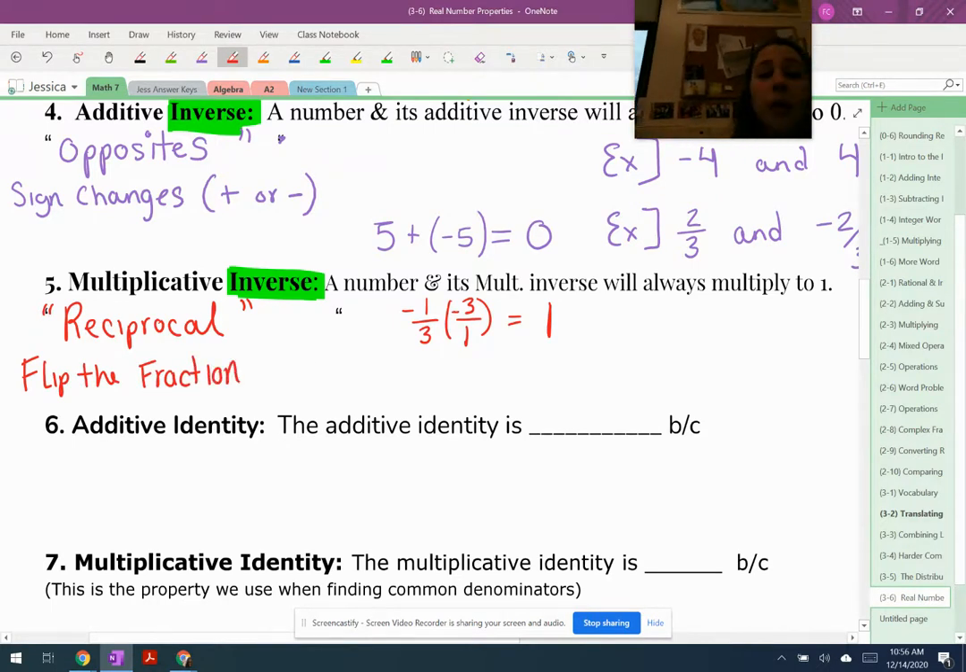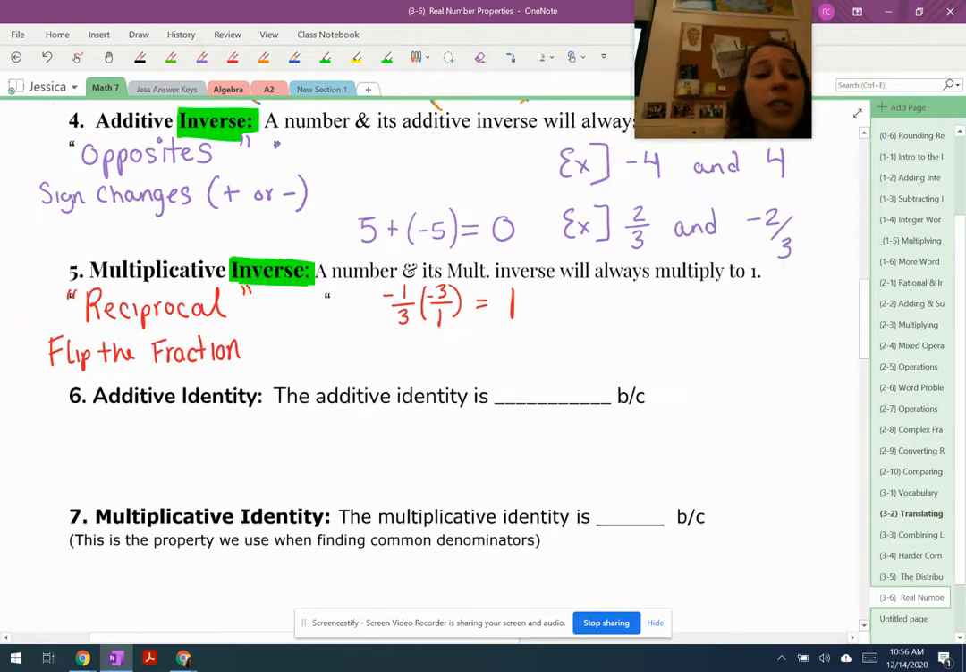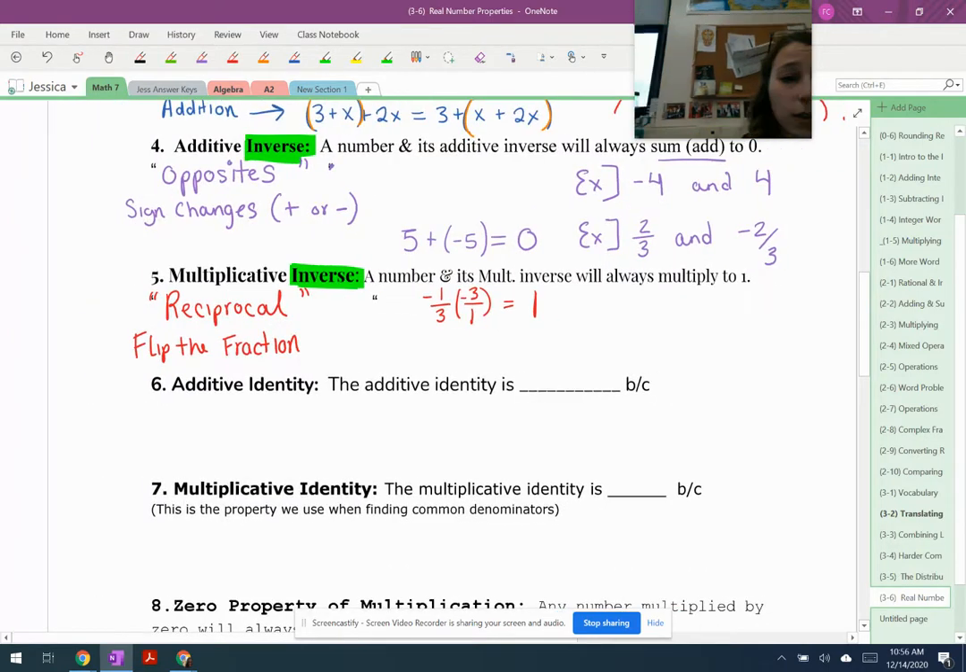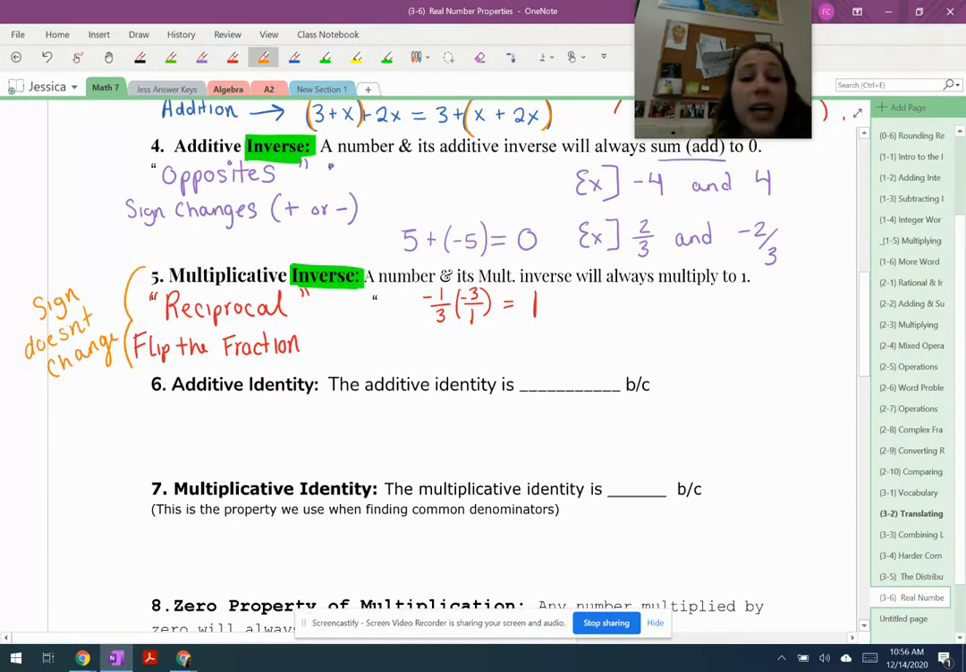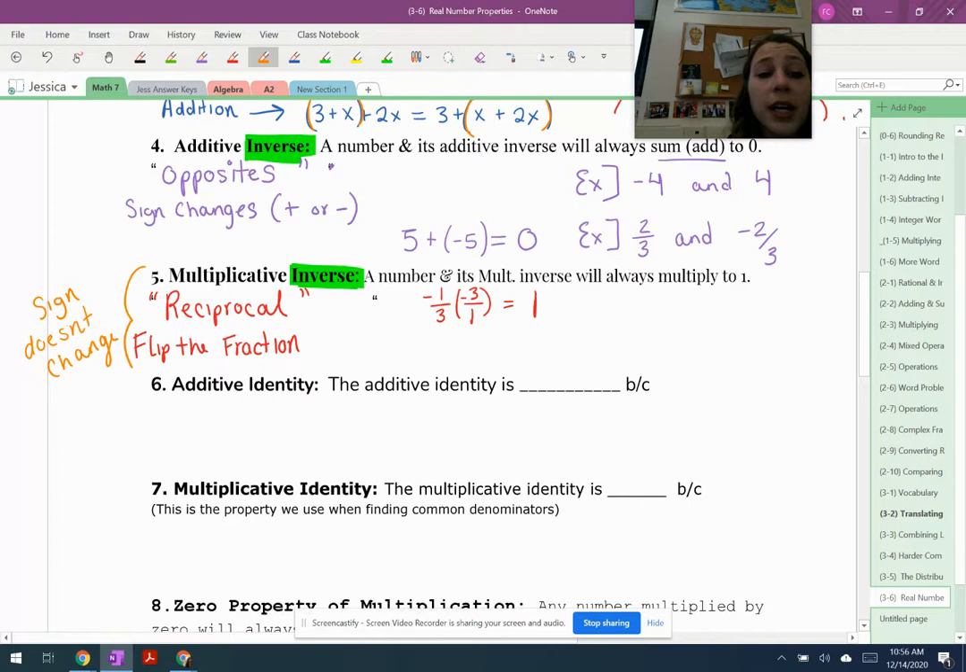And when you're talking about this one, the sign doesn't change. Let's make a little note of that off to the side over here. The sign doesn't change. If it's positive, it's staying positive. If it's negative, it's staying negative. All you do is flip the fraction for that multiplicative inverse.